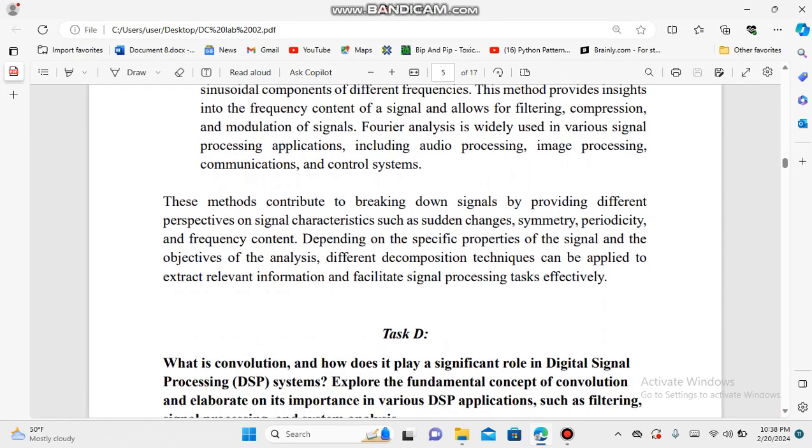So these methods contribute to breaking down a signal by providing different perspectives on the signal characteristics, such as sudden change, symmetry, periodicity, and frequency content. Depending upon the specific property of a signal and the objective of the analysis, different decomposition techniques can be applied to extract relevant information and facilitate signal processing tasks efficiently.